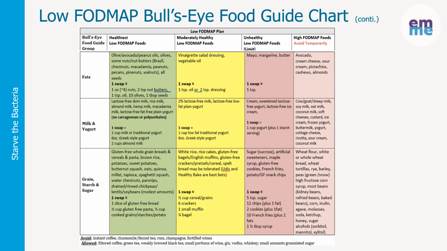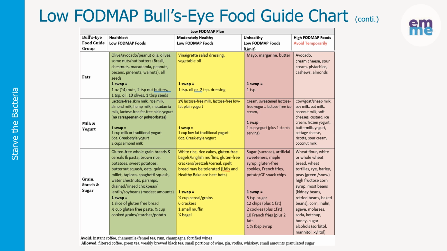In the darker red section, we have mayo, margarine, and butter. Again, these foods are low in fermentable carbs, just not generally healthy. And then in the light red section, we have high-fat foods that are in the fat group that we need to temporarily avoid because they're high in fermentable carbohydrates, like avocado, cream cheese, sour cream, pistachios, cashews, and almonds.